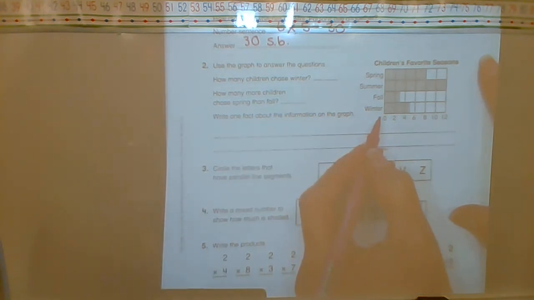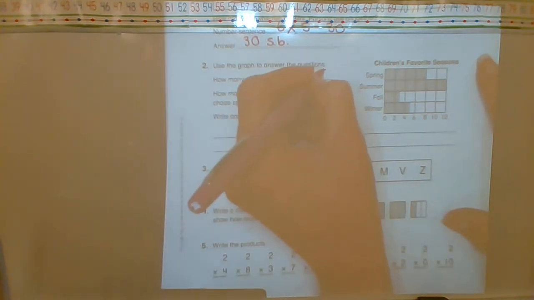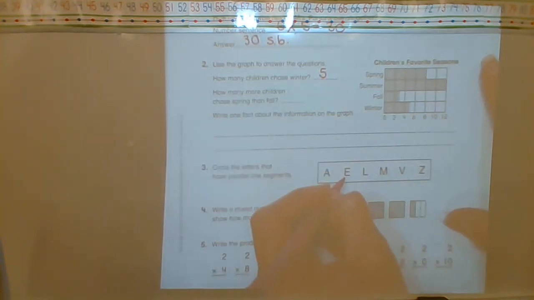Well, let's look at winter. You can see the graph counts by 2s. Count with me. 2, 4. Does it make it to 6? No. So what number is between 4 and 6? That's right. 5.